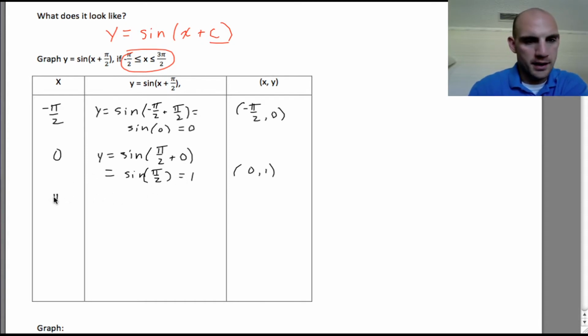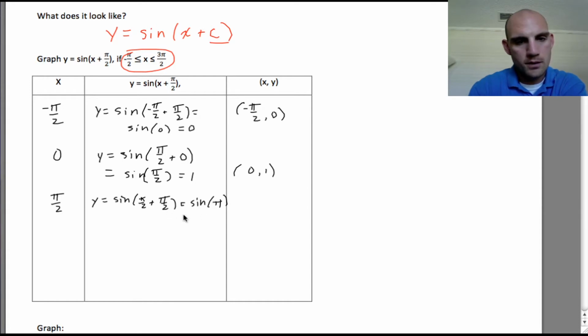Okay, and so I'm going to move up again by an increment of pi over 2. y equals sine of pi over 2 plus pi over 2 is equal to sine of pi. Looking on our unit circle once again, we get 0. So our next point is going to be pi over 2, comma 0. Move up by another factor of pi over 2.